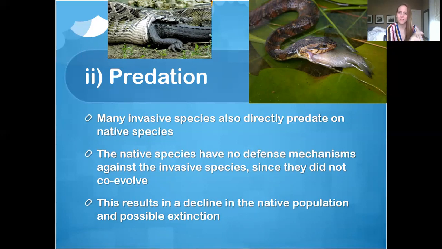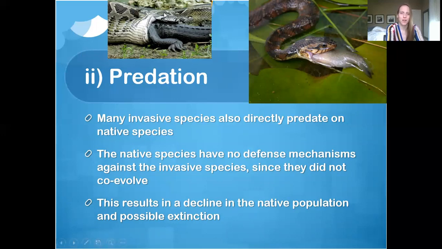In Australia and stuff like that, they've lost almost all of their flightless bird species as a direct result of invasive species eating them. And yeah, it's happened to a lot of species.